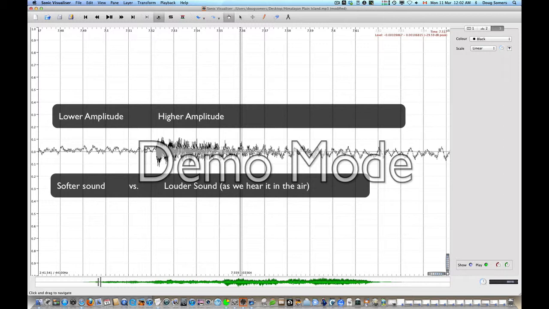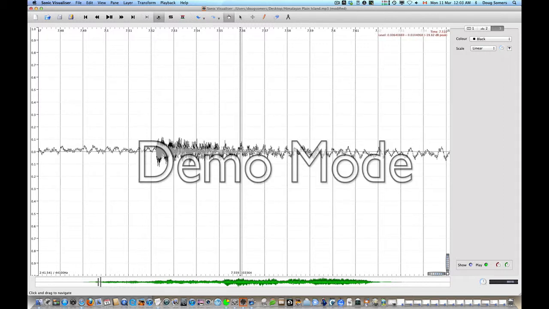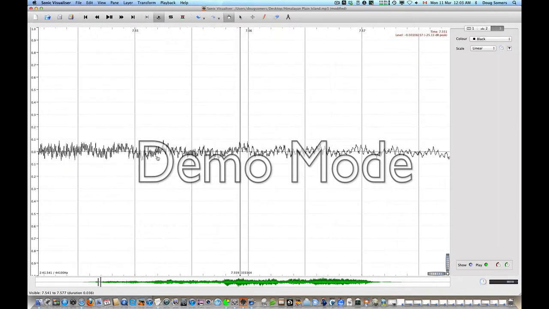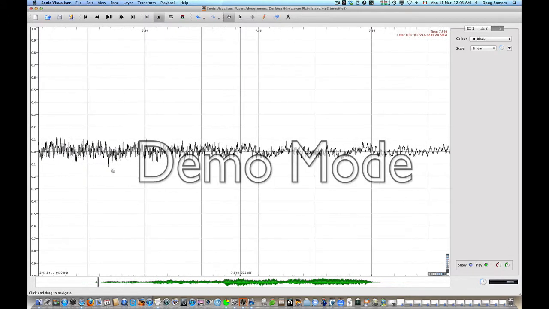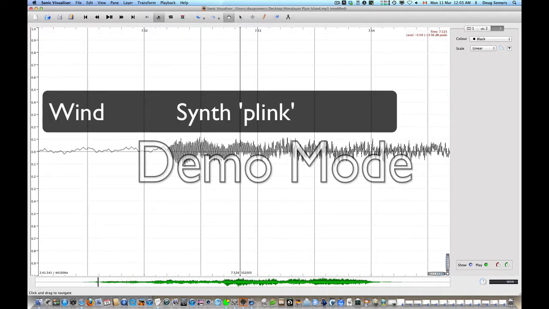The second thing that this shows is it shows actually what's happening with respect to the frequency. So you can actually see the little squiggles here which represent the sound of that wind and the drone. But when the synth comes in with that kind of plinking high sound, if I expand that, you'll see that there's actually a lot of information within it. Here's the wind, again expanded, and here is that plinking synth.